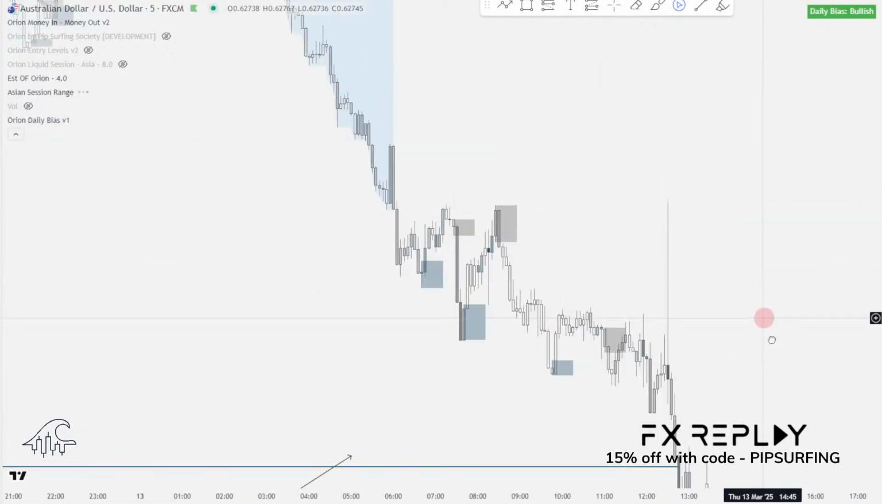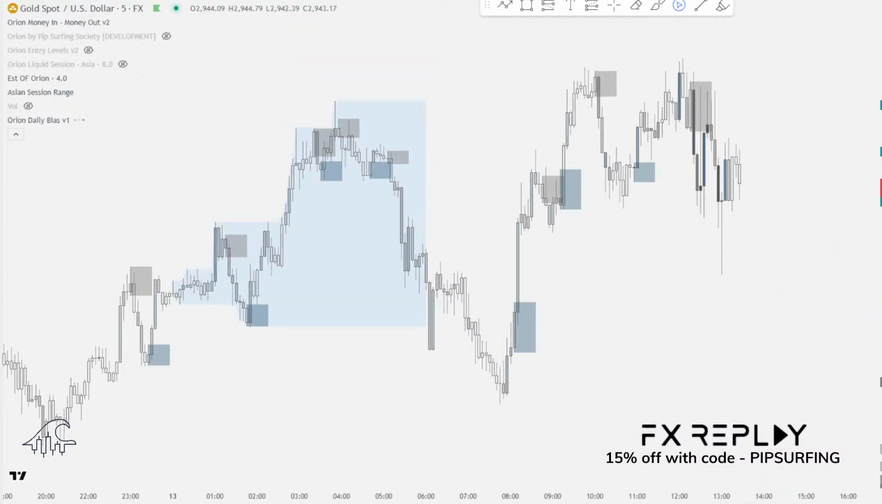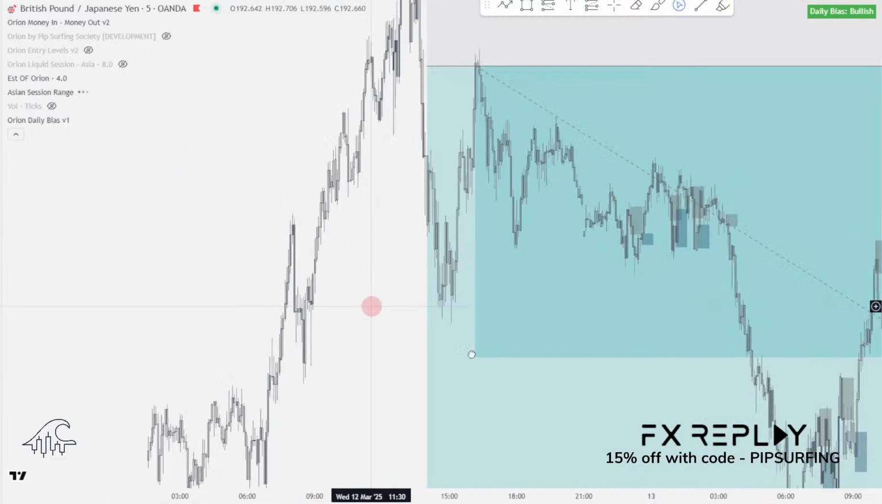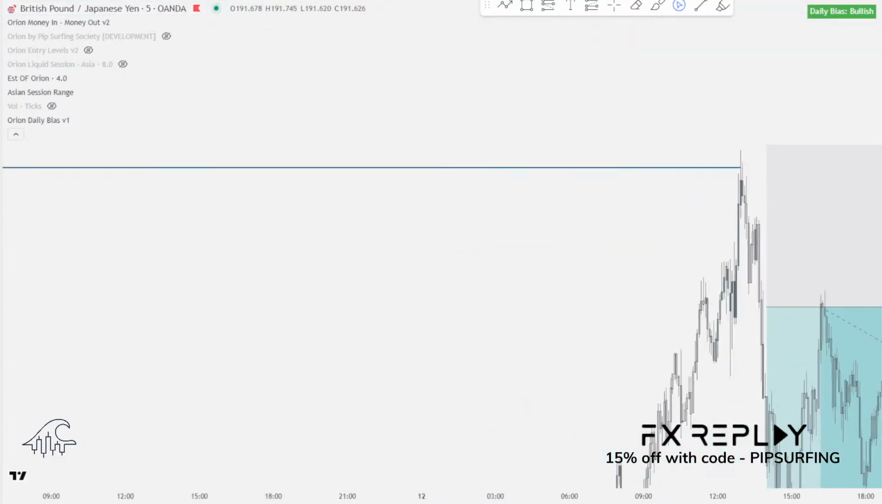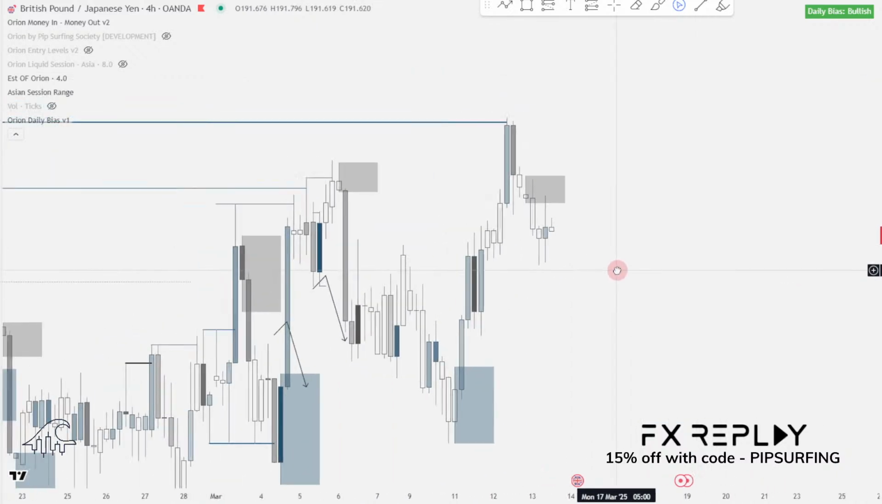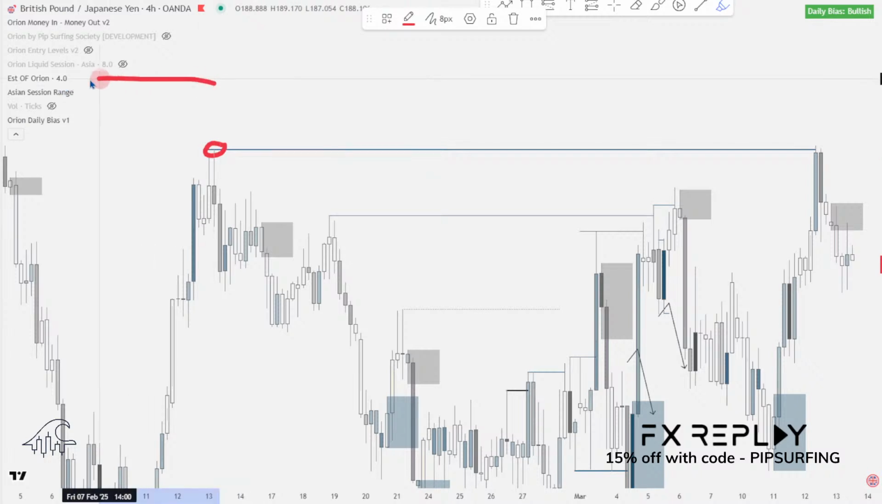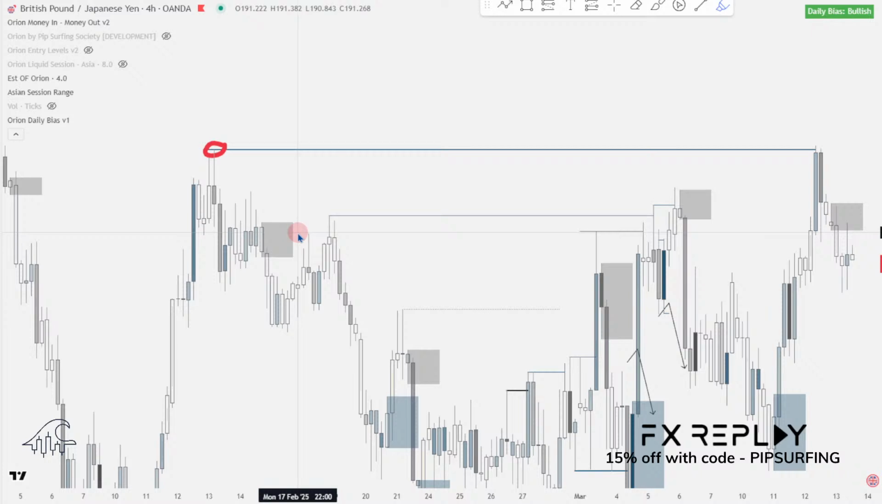Now, if we go back over to the GJ setup from yesterday, we had the same scenario. So I'll just rewind and show you from here. So we have a high volume high, and remember we can see the high volume through the estimated order flow Orion indicator. Now you can of course see it manually. You don't need this indicator to see it, but we're making sure things are as easy as possible.